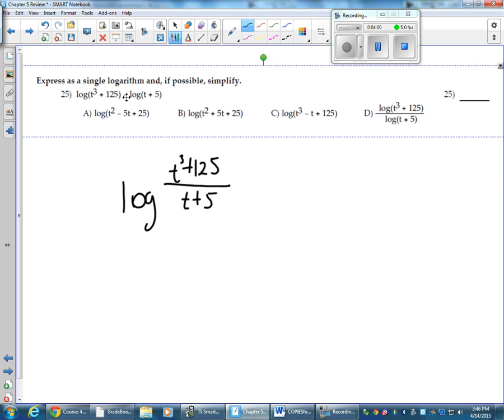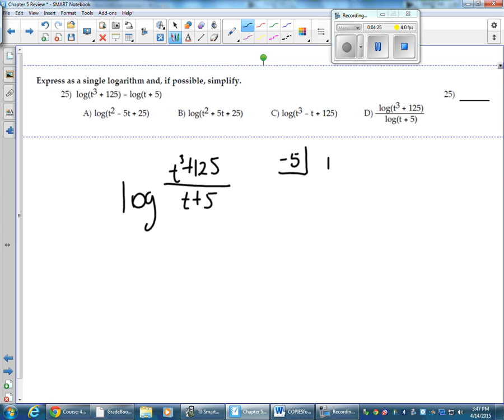And here we've got an issue because none of these match this. This one comes close, but it's got 2 logs, and this one only has 1. So what I've got to do is divide t cubed plus 125 by t plus 5. So if you know how to factor a cube, you can do that. Otherwise, I'm going to do synthetic division. So I'm going to put a negative 5 out here to the side.